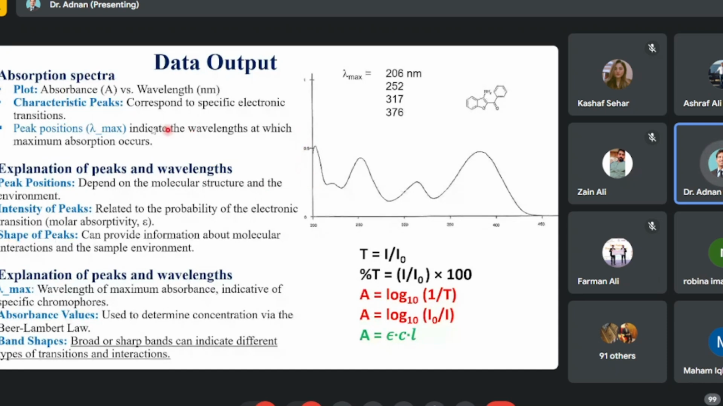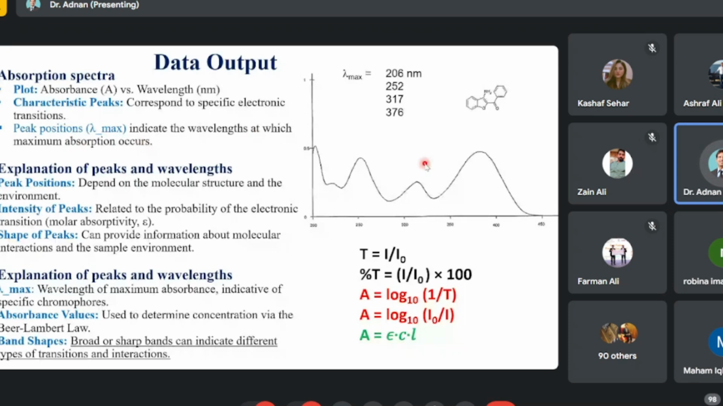There are certain characteristic peaks. You can see these are the peaks, and these correspond to specific electronic transitions for various groups. And the peak positions, so that is the lambda max, indicates the wavelength at which maximum absorption occurs, through which we identify the substance.